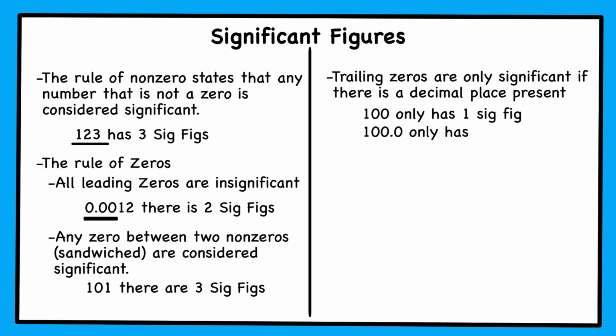While 100.0 has a decimal point and has 4 significant figures. Because of this, the decimal point allows us to have the 3 trailing zeros be significant and our 1 non-zero be significant. Now that we know our significant figures, we can talk about how we use them in data.